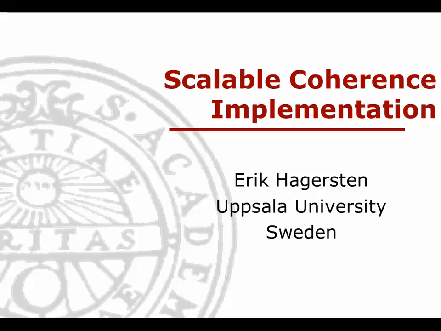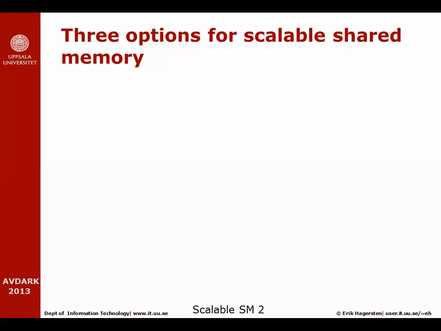So in this part of the course, we will discuss different ways of improving the scalability of coherent shared memory implementations. We will start by looking at how to make the coherence itself more scalable. When you talk about scalable systems, people typically think about three different options for how to implement shared memory.